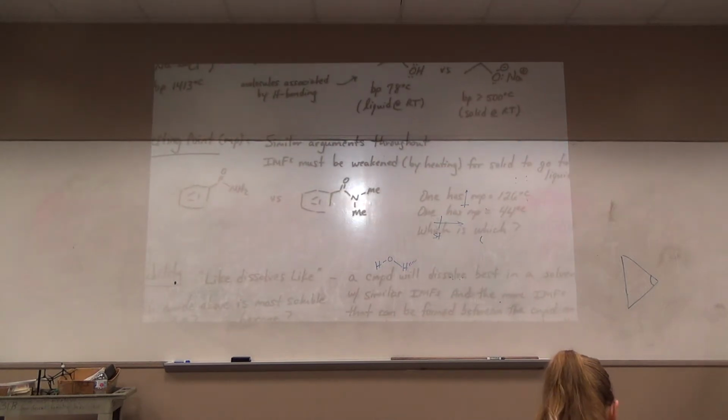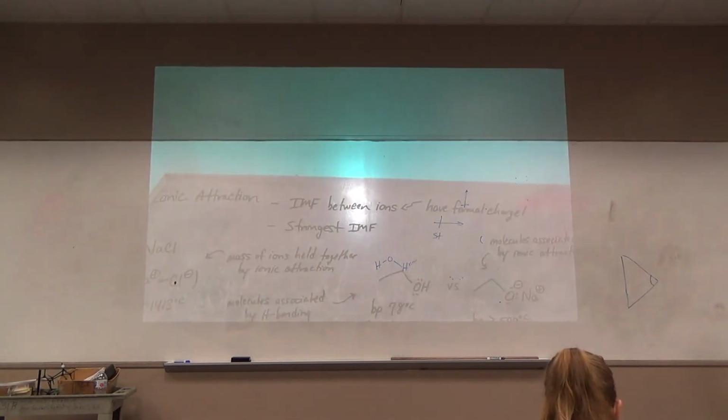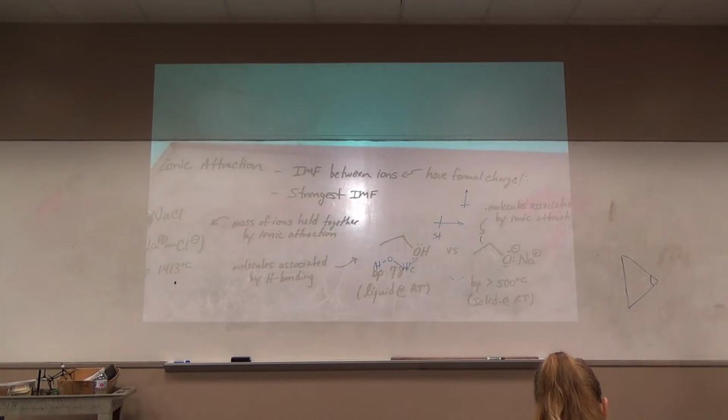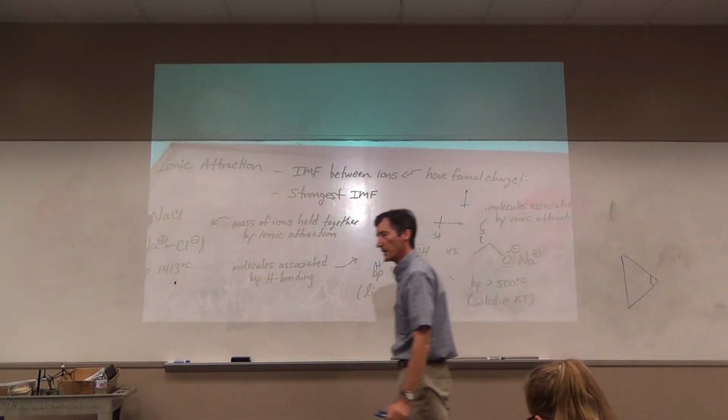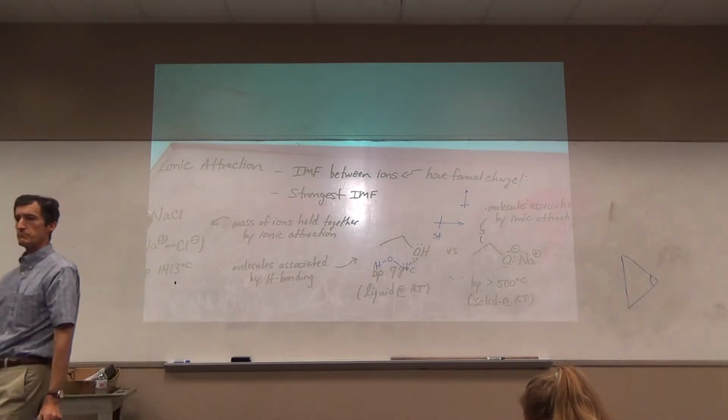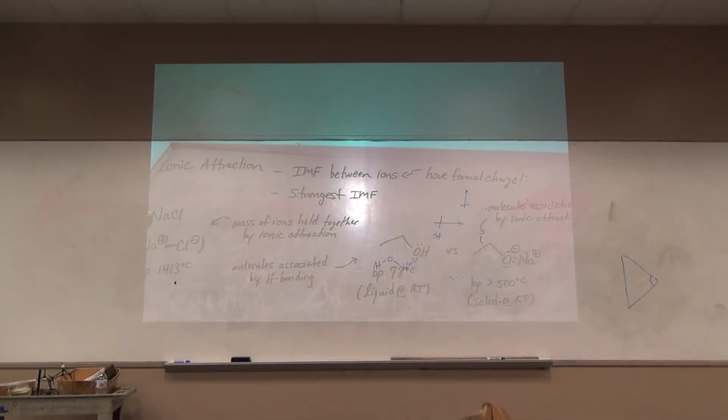Okay, the fourth: ionic. Ionic is the strongest, because here you don't just have partial charges. Now we've got permanent formal charges, full charges. Ionic is the strongest attraction because you've got a full cation and a full anion, a strong attraction, more than just partial charge.